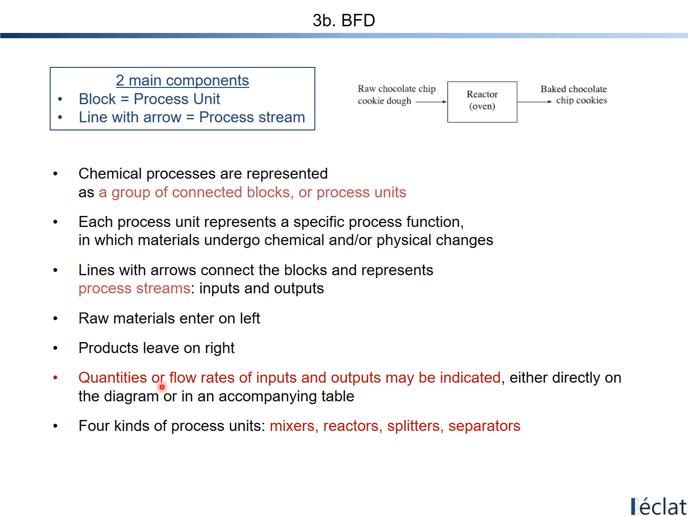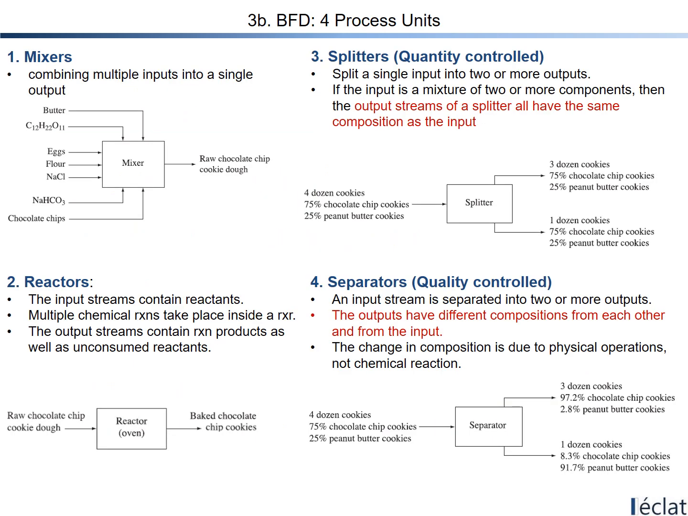Quantities or flow rates of inputs and outputs may be indicated either directly on the diagram or sometimes in an accompanying table if you don't have any space in the picture. Four kinds of process units, important thing. Mixers, reactors, splitters, separators. We'll use those four different process units in the block flow diagram. Okay, here are the four process units. The first one is the mixer.